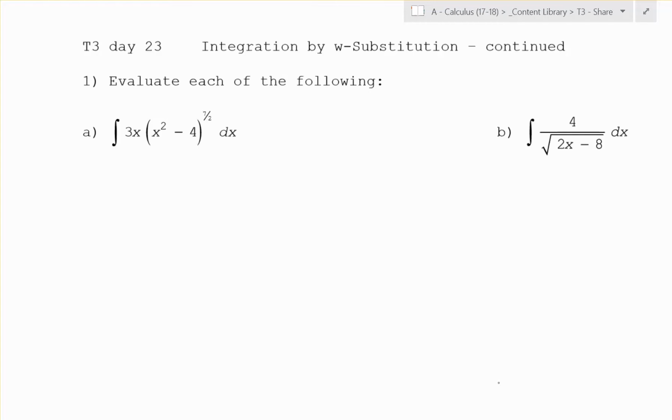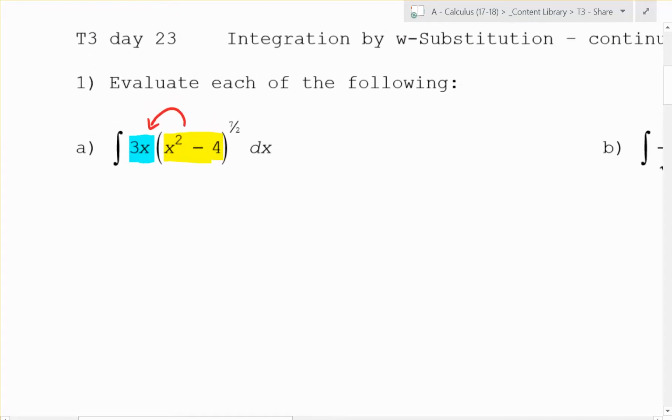Today we are going to continue our discussion of integration by W substitution. Remember, what we're searching for are pieces that are linked by a difference of 1 power. So look on the inside here, we see x squared minus 4, and then on the outside you see 3x, but the difference in power is 1. So you reduce the power by 1 to get from there to there. That's a good sign that U substitution, or we can call it W substitution, will work. It's not a guarantee, but it's a good sign.